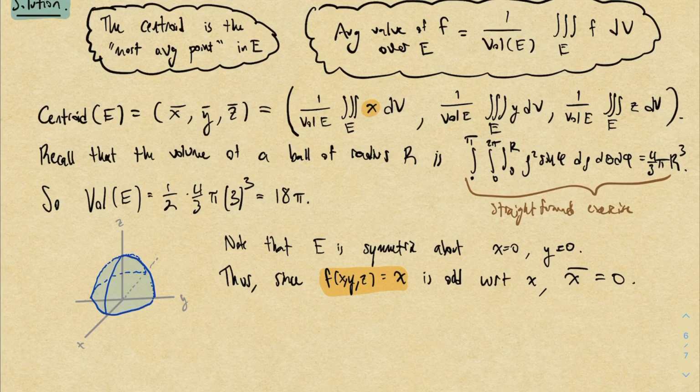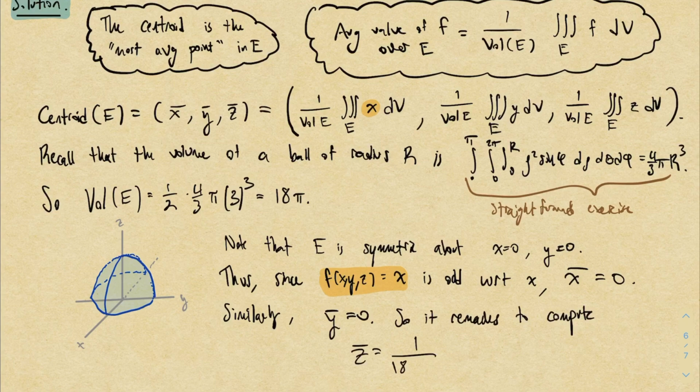The same argument applies to y. Y is an odd function with respect to y. The region is symmetric about y equals 0, so by odd symmetry, with no work, I can say that the integral is 0. Therefore, y bar is 0. So the first two components of this point are both 0, and it remains to just compute z bar.